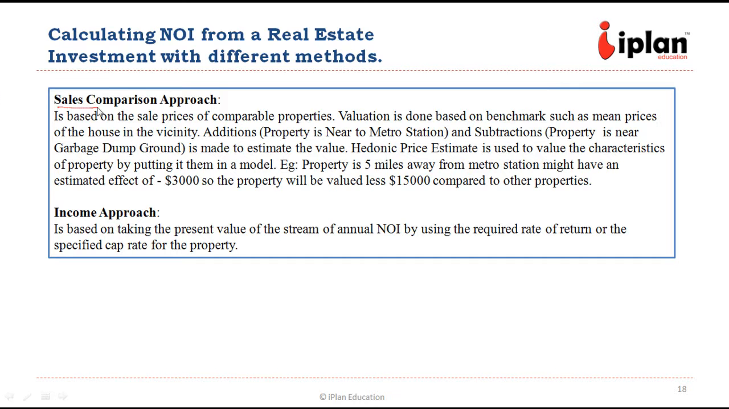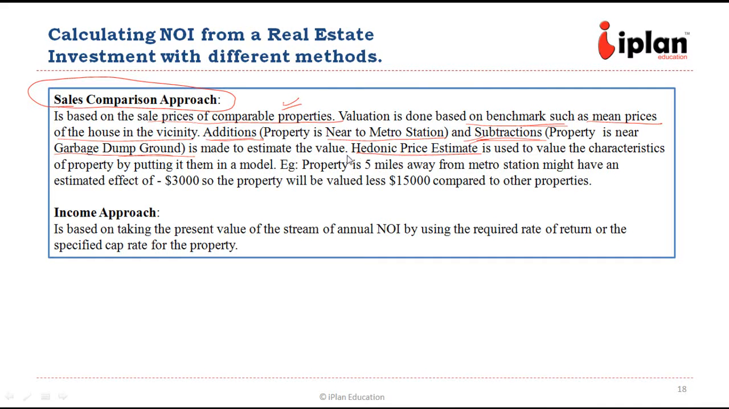If the sales comparison approach is used, it is based on the sales price of a comparable property where the actual transaction has taken place. So the valuation is based on the benchmark, such as mean prices from all such transactions in the vicinity. Then we have addition and subtraction. For example, if it's a premium property, close to a metro station, then there are additions. If it is a non-premium property or there are some negative characteristics, say it is near a garbage dump ground, then we have certain subtractions from that value.